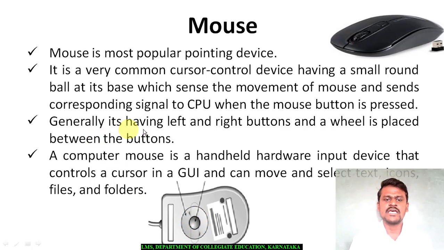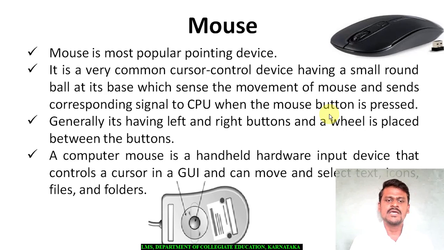Next, generally it has left and right buttons. As I was saying, this is a right button and this is a left button. Between these there is one wheel, which will be used for scrolling down and up of any document, which may be a PDF or any document, right? These two are buttons and this one we call a wheel, which is used for scrolling up and down.